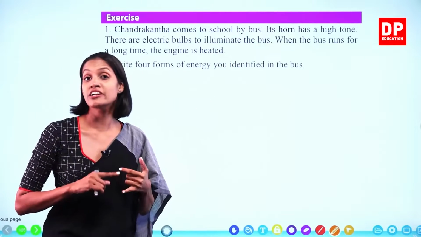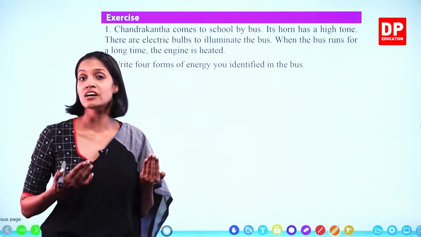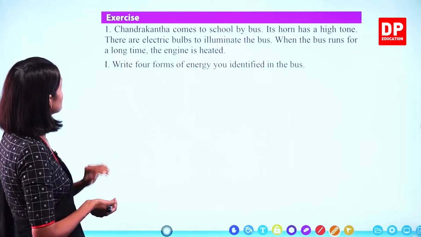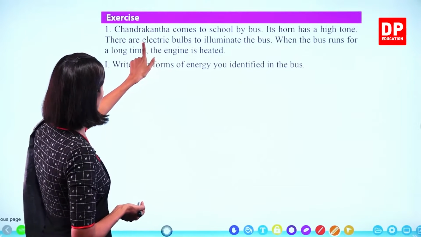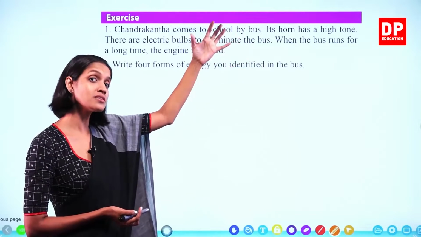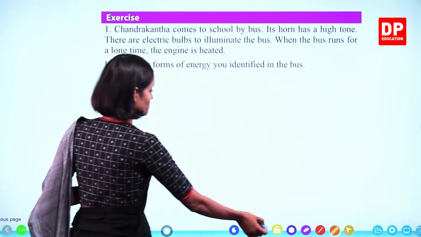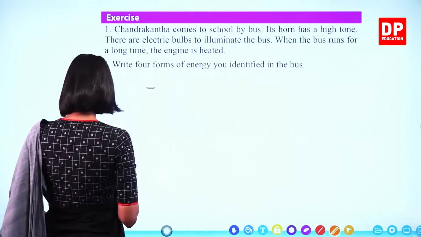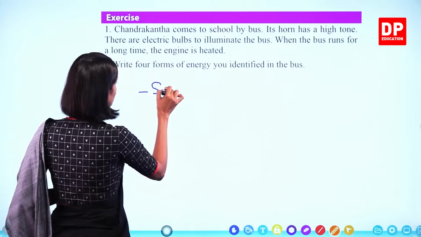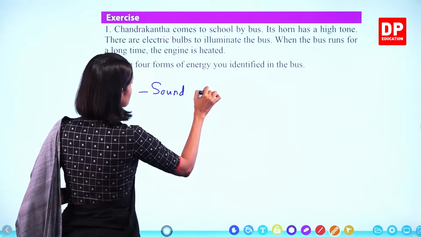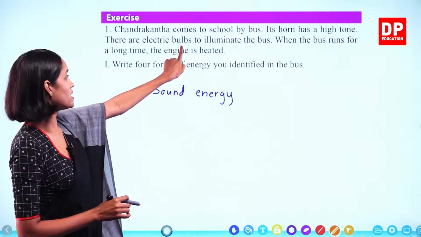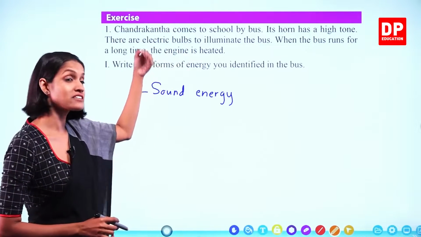So now you all know there are different forms of energy that we can use in our day-to-day lives, right? So in this one, what are the different forms of energies? We will go through this again. Chandrakanta comes to school by bus. Its horn has a high tone, which means sound energy. Let's write it first. So high tone means sound energy. Right? There are electric bulbs. Electric bulbs means electrical energy.